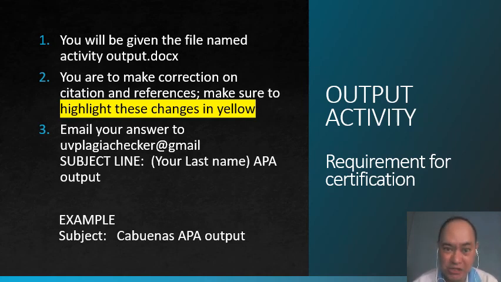You make the changes, highlight the changes in yellow, and then you email your answer to uvplagiachecker@gmail.com with the subject line, your last name, space, APA space output. Example, Cabuenas, APA output.